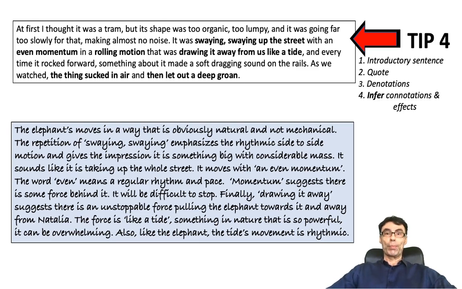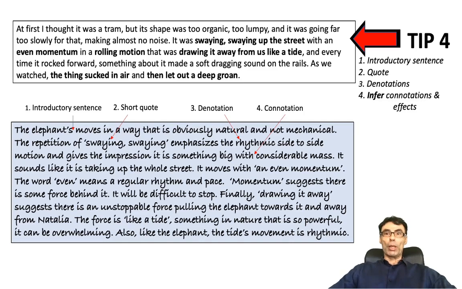It's easy as that. The question tells me paragraph 9 is about the elephant and how it was moving, so I base my introductory sentence on that. The elephant moves in a way that is obviously natural and not mechanical. "Swaying, swaying" is my quote. This emphasizes the rhythmic side-to-side motion. That's the explicit or denotative meaning. It gives the impression it is something big with considerable mass. Sounds like it's taking up the whole street. That's my connotation for the effect "swaying, swaying" creates.